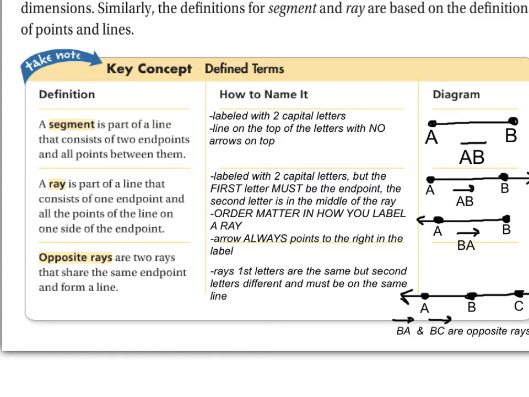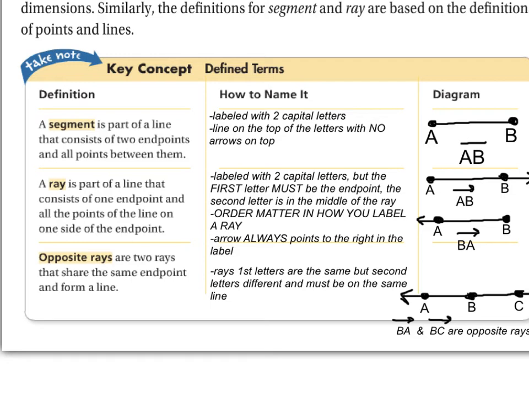How do we name a segment? A segment is labeled with 2 capital letters, same thing as a line, except the line on the top of the letters has no arrows. So you see over here in the picture, I've got line segment AB, and you'll notice the other thing is that a segment doesn't continuously go on and on. It stops at its endpoints. So I could name this segment AB if I wanted to, or I could name it segment BA. But on top, there's no arrows.